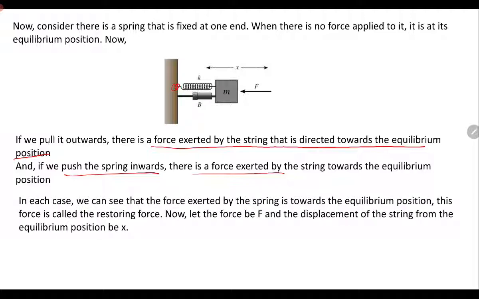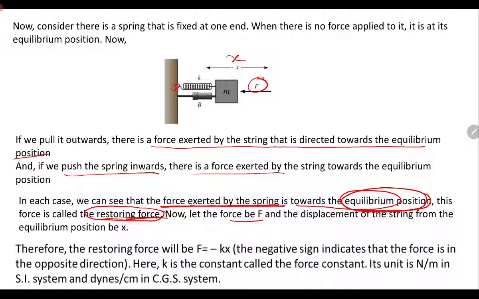In each case, we can see that the force exerted by the spring is towards the equilibrium position, the mean position. This force is called a restoring force. So this restoring force is considered while defining the simple harmonic motion. Now let the force be F, and the displacement of the spring from the equilibrium position is x. So this is nothing but the displacement x.